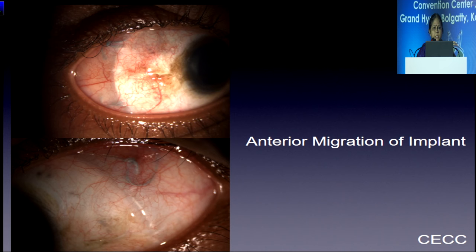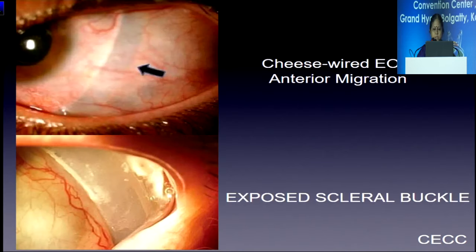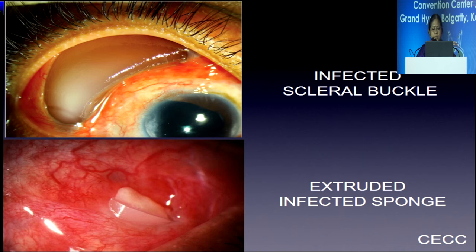This is another situation that is commonly seen when your explant suture gives way and the buckle starts migrating forward. Anteriorly, it comes under the extraocular muscle and sometimes it may cheese-wire through the muscle and come very close to the limbus. And these buckles usually extrude through the conjunctiva, ultimately get infected and they have to be removed. Here you can see a sponge extruding in the same way.